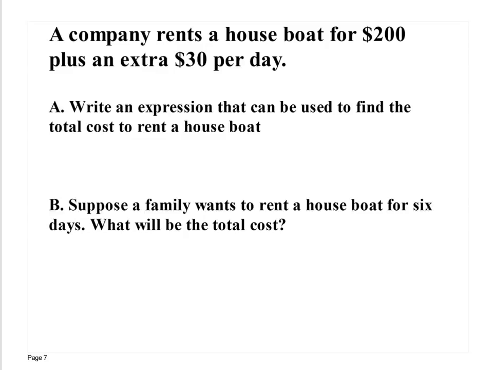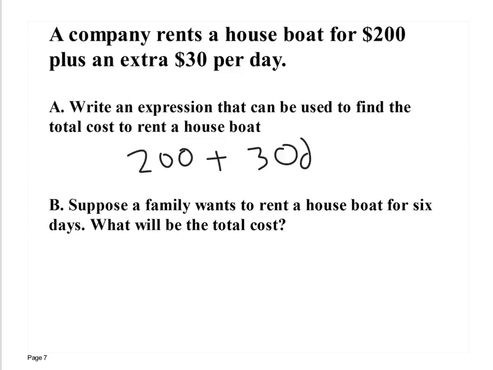So the first question, A, says write an expression that can be used to find the total cost to rent a houseboat. So $200 plus the $30 per day. So I'm going to write 30, and I'm going to write D for days. So if I have it 1 day, I'd put 1 for D. If I have it 2, I'd write 2 for D. I want you guys to answer number B.